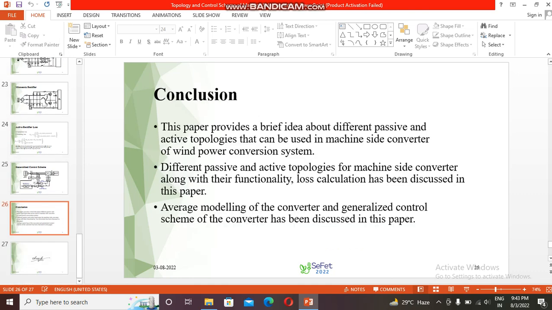So basically this paper provides a very brief idea about different passive as well as active topologies that can be used in the machine side converter of a wind power conversion system. For the machine side converter, the loss calculation has been discussed, and the generalized control scheme of the converter has also been discussed in this paper.